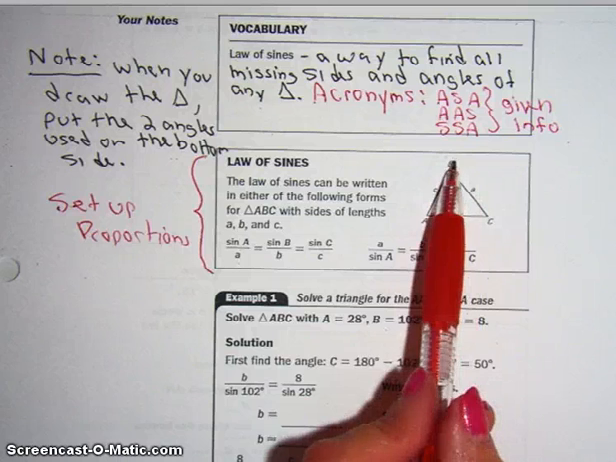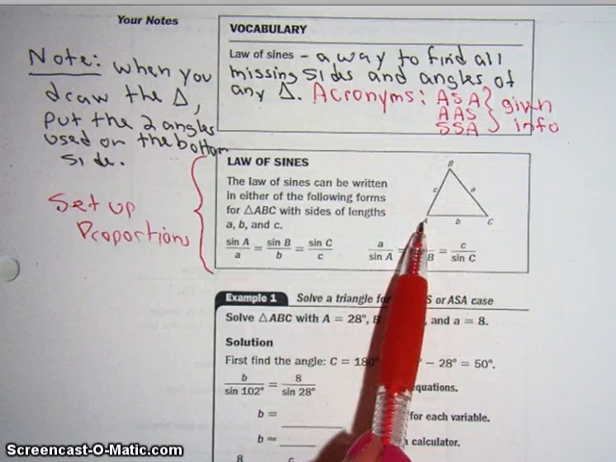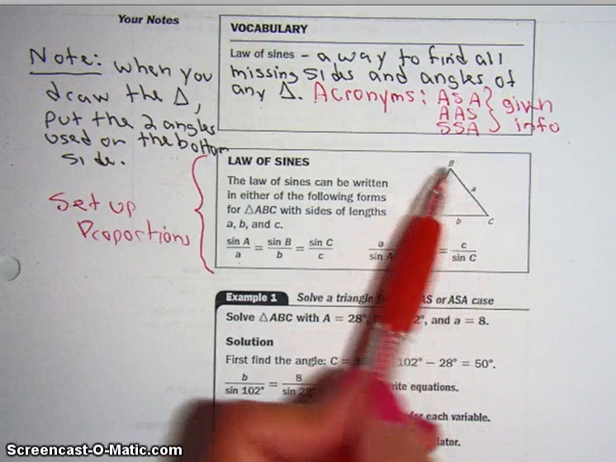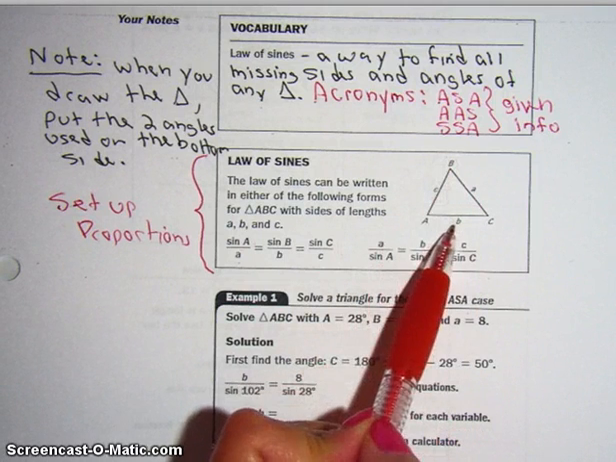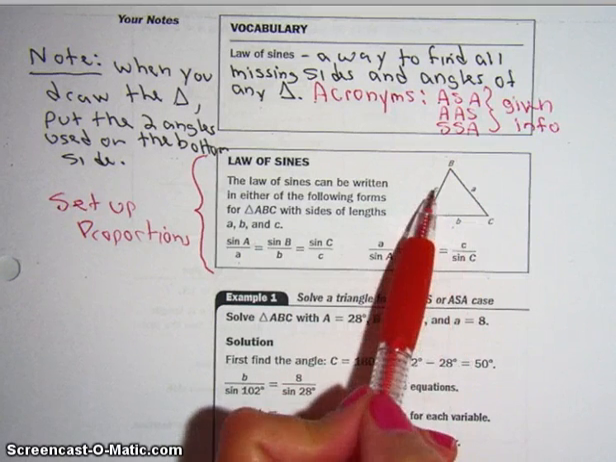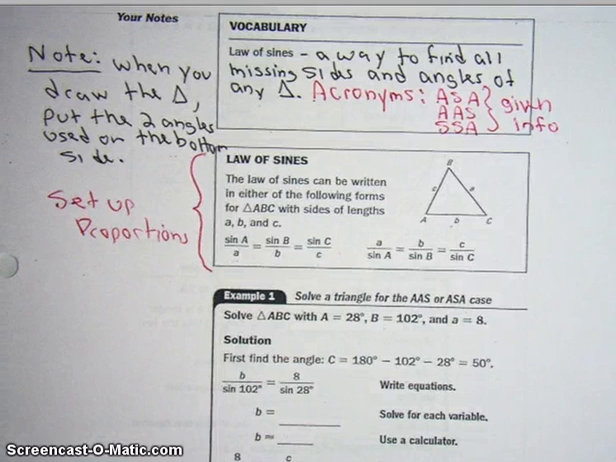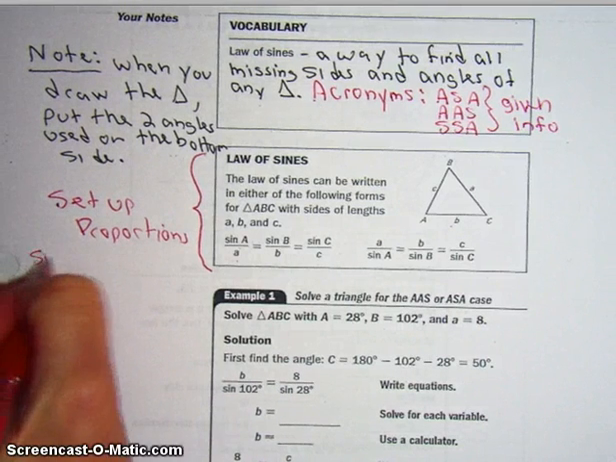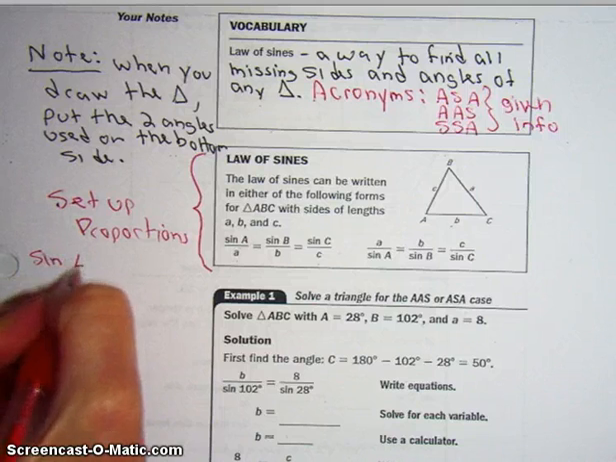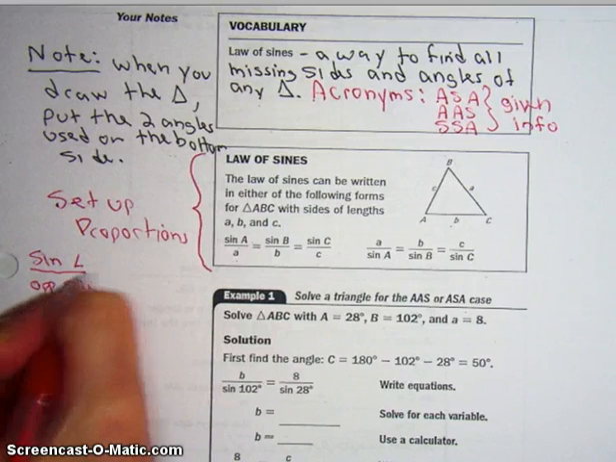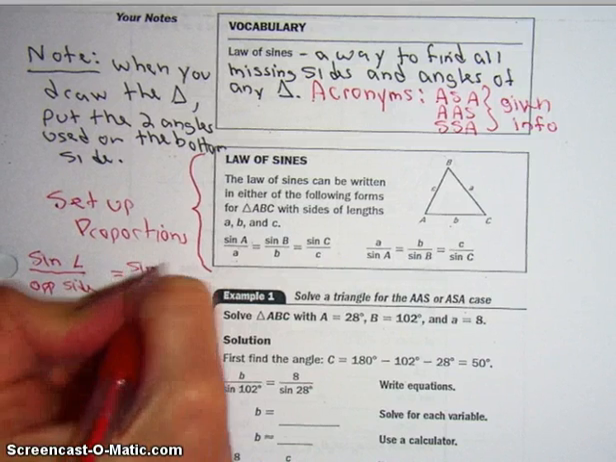Now, did you make note? If the triangle is named ABC and vertex A is here, then the side across from it will always be called little a. If vertex B is here, side opposite little b. If vertex C is here, side opposite little c. That way we'll all be consistent in how we name our triangles. Okay? So when you set up your proportion, we're going to set it up sine of angle over opposite side equals sine of angle.